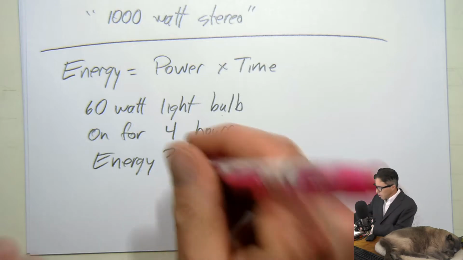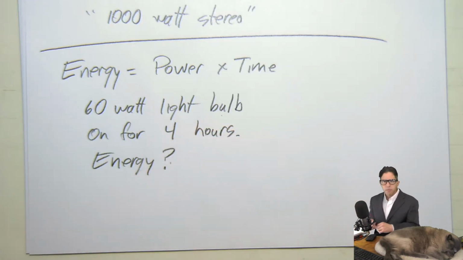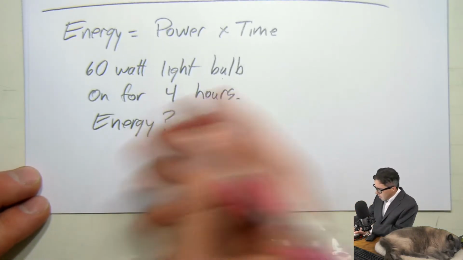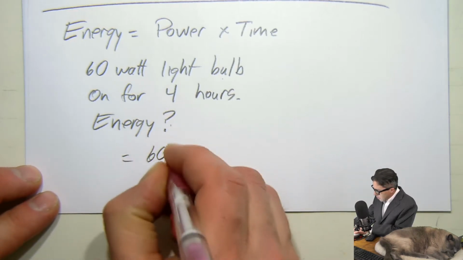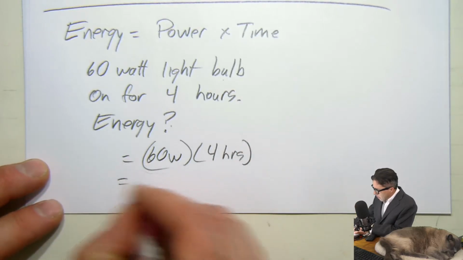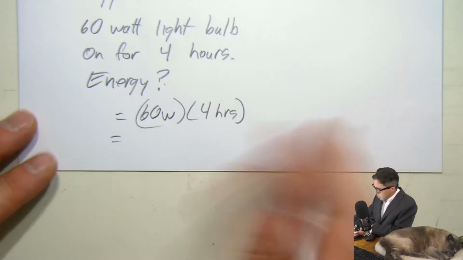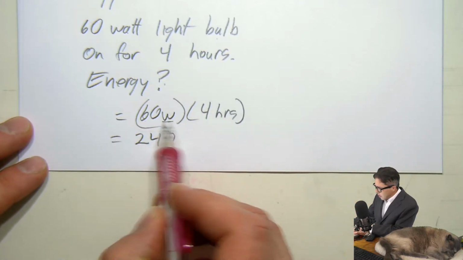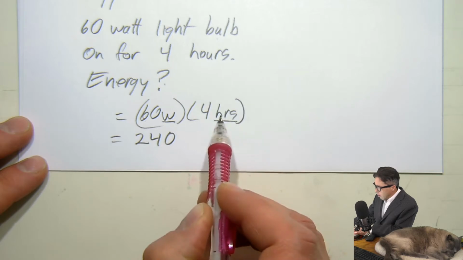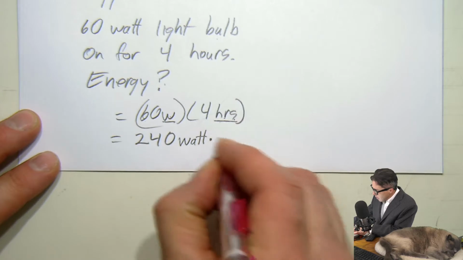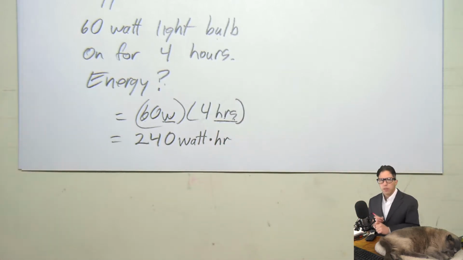And again, we're using the words use energy, consume energy, whatever. We're converting it from one form to the other, but we know that. Okay, so math is easy. 60 watts times 4 hours. And 60 times 4 is 240. Now, I've got a unit of watts and a unit of hours. And when I multiply these two together, we write it as watt times hour.